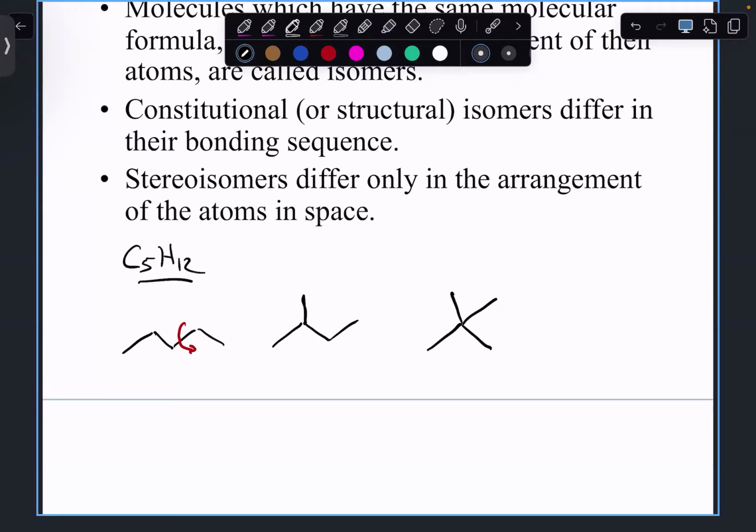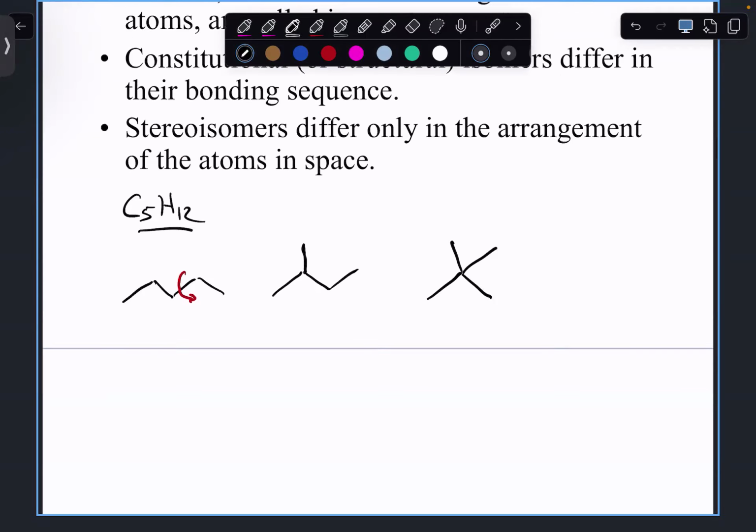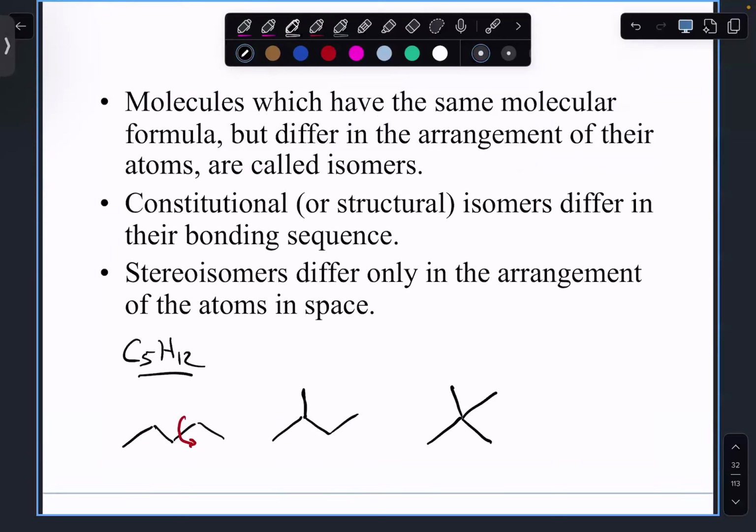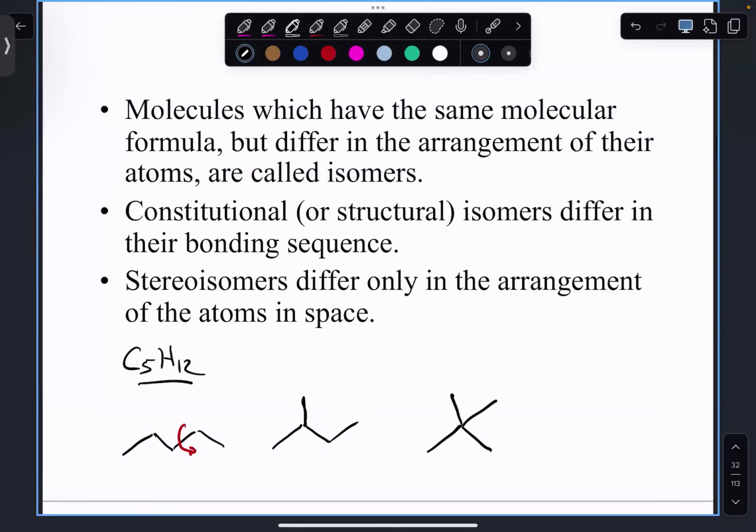We got a couple minutes, about 5 minutes left, so I think the next thing we're going to talk about is the difference between constitutional and stereoisomers. Right. So as I said, a constitutional isomer, same molecular formula, different connection of atoms. All right. A stereoisomer, so actually let me go ahead and write that.